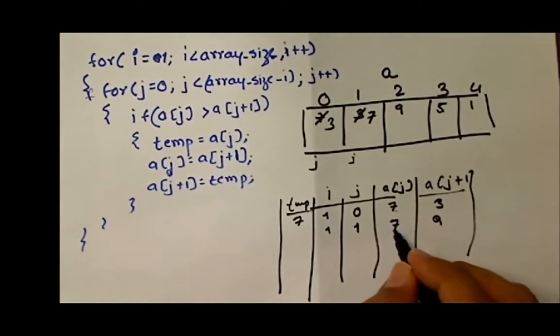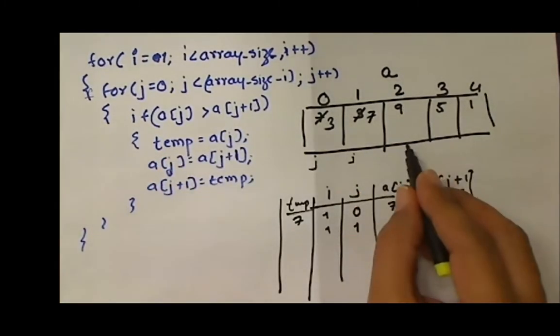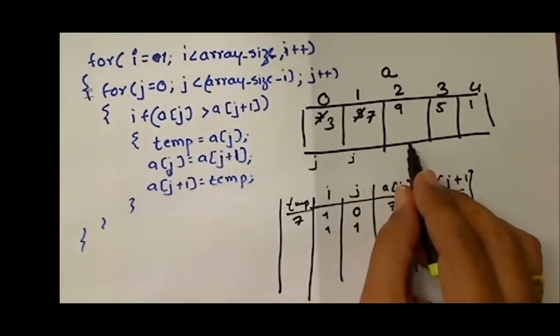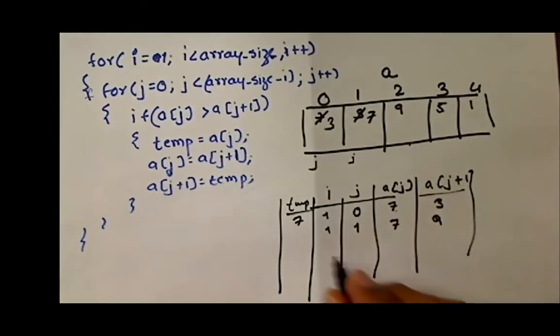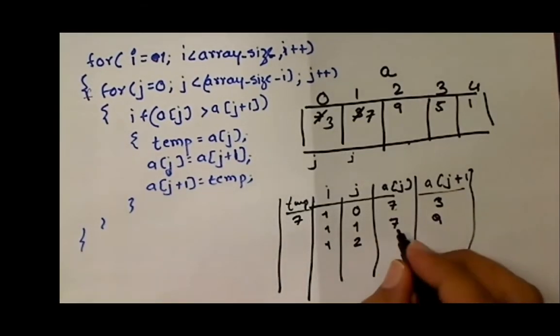Then I check, is a of j greater than a of j plus 1? That means, is this element larger than the subsequent element, first to the second, to the third? Is a of j greater than a of j plus 1? The condition is false. When the condition is false, we do j plus plus. j now becomes 2. i is still 1.